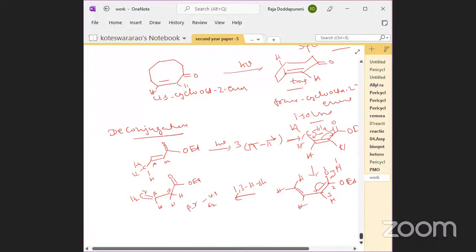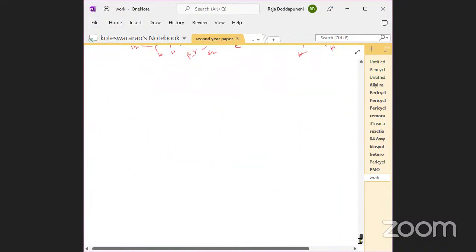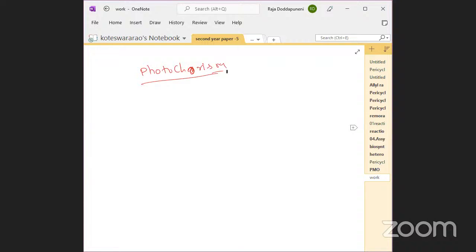Now coming to photochromism. This is the last concept in this unit. Some molecules, whenever they are irradiated, undergo hydrogen abstraction that leads to the formation of some color. Whenever we withdraw the radiation, they revert back to the original substrate. This is known as photochromism. It involves colorless or sometimes colored compounds.